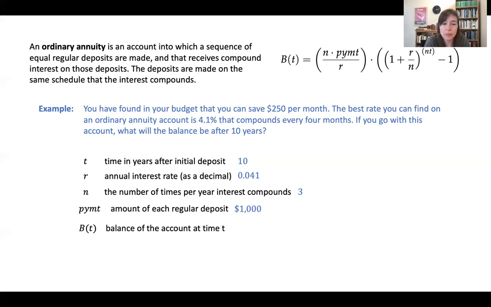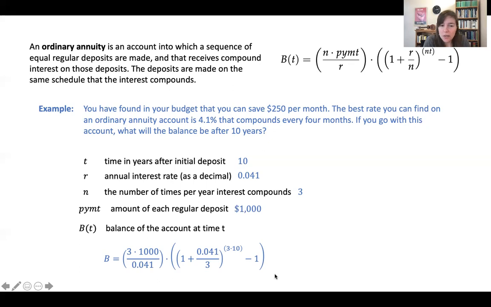And then, all right, what's the balance of the account at time t? This is something you need to calculate. But we've organized all our information, so now we kind of just plug away. So we've taken all of these numbers and put them into the balance formula. We get something like this.